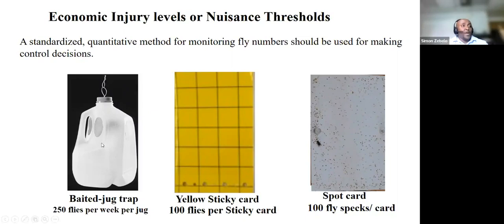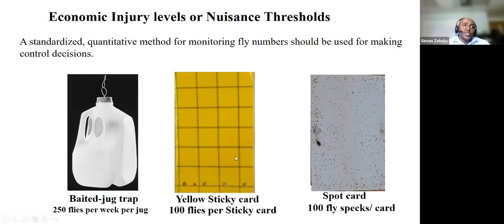So we have to have a method. For example, we have to use a baited jug trap. These baited jug traps are supplemented with fly pheromones. The fly pheromones attract the fly, and the fly enters here, and they cannot escape. So if we collect 250 flies per week per jug, that is the economic threshold level, or the nuisance threshold level. So we have to apply the control measure.